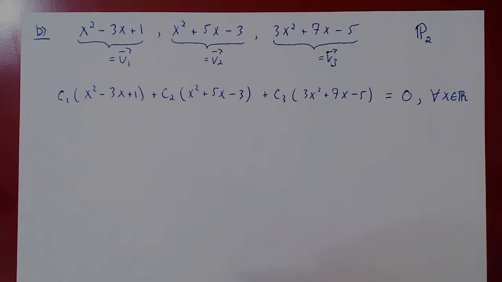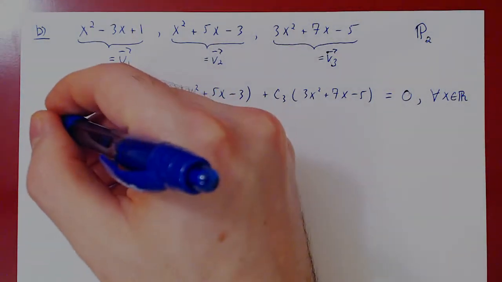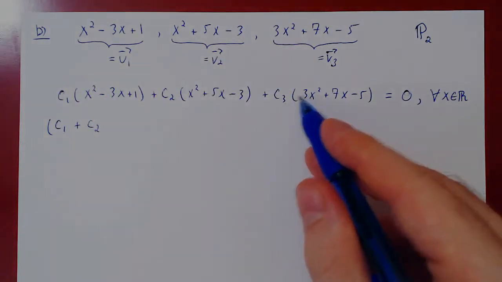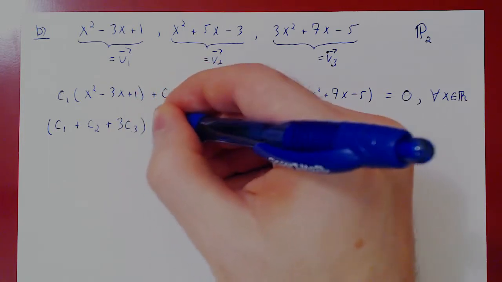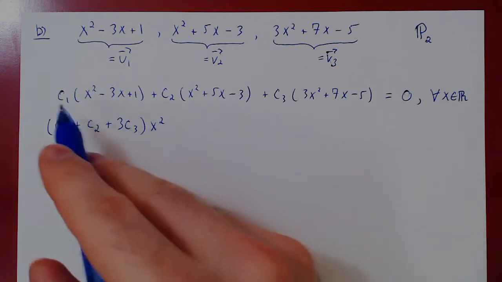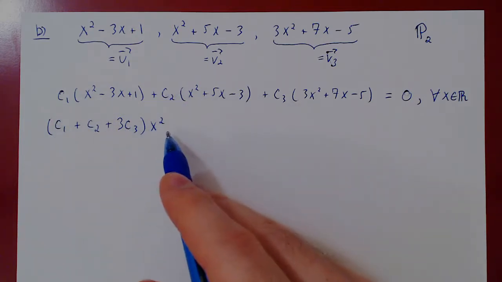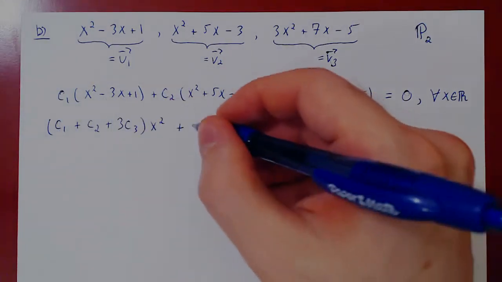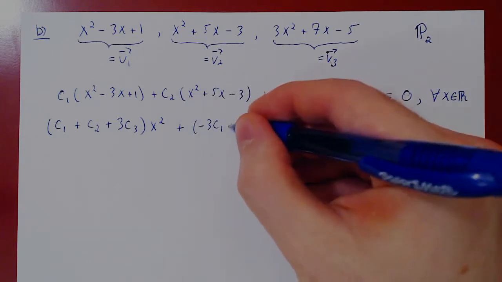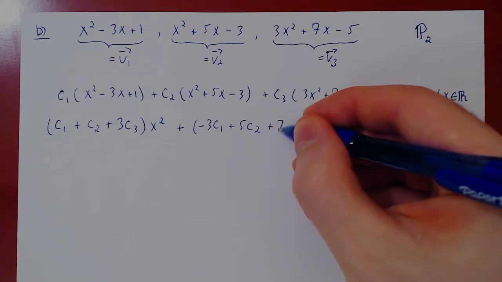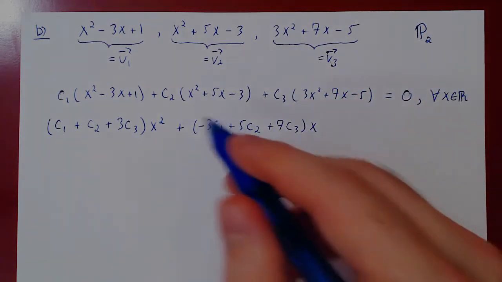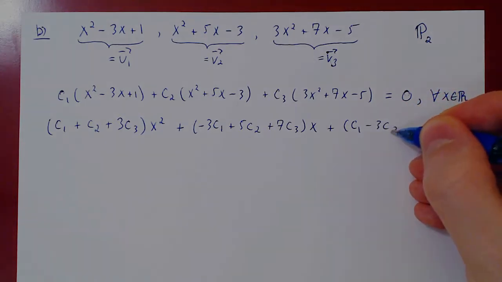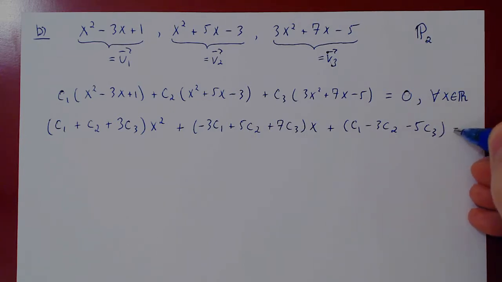The idea is to regroup similar powers of x, right? You'll have a quadratic term, c1 times x squared, plus c2 times x squared, plus 3c3 times x squared. So that is the coefficient of the x squared term. Plus, what about the multiple of x? Well, negative 3c1 plus 5c2 plus 7c3 times x, and the constant term plus c1 minus 3c2 minus 5c3. And once again, this equals the zero polynomial.